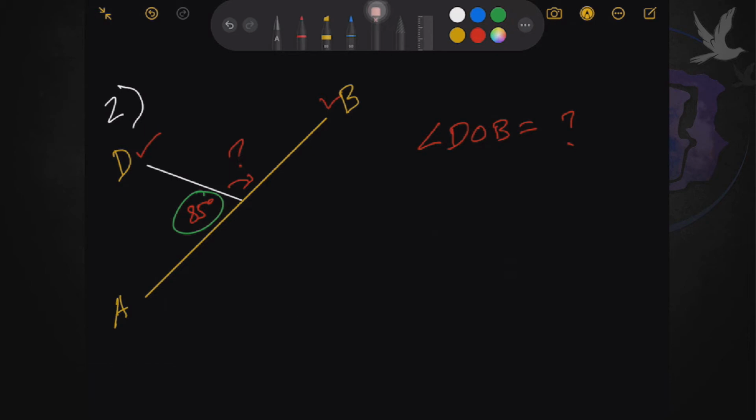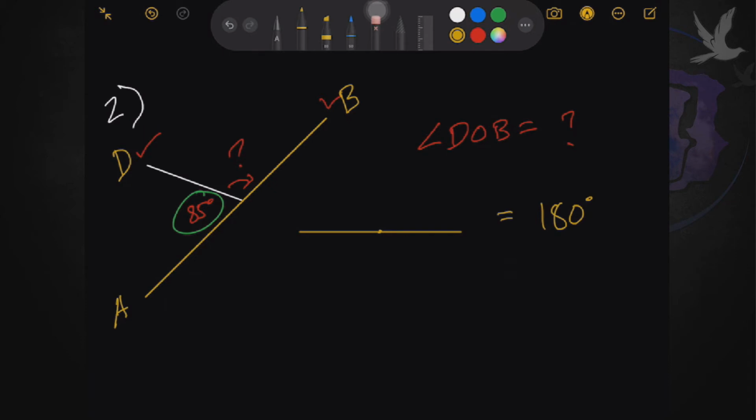Yan. How do you solve for this part over here? Straight line lang yan. You already know what to do there. There's a straight line, and one angle is equivalent to 85 degrees. So how do you solve for the other angle, knowing that a straight line is equivalent to 180 degrees? At a certain point, what are you supposed to do here now?